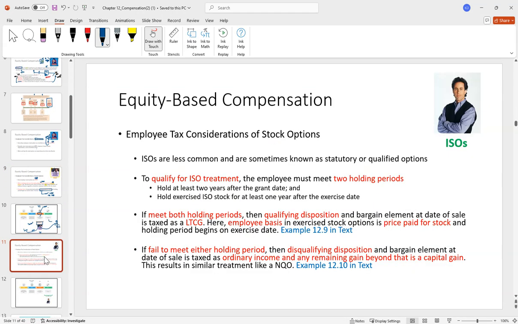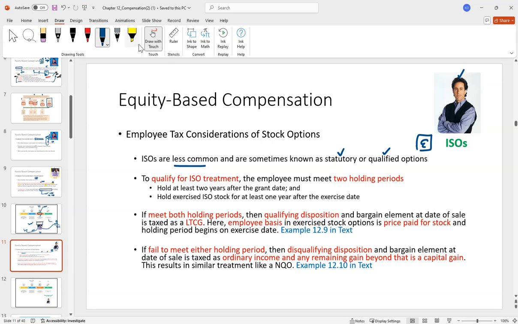So that was the general rule for a non-qualified option. Now we're going to look at the exception. Let's say we have Jerry. He's another one of the Kramerica employees. We say, hey Jerry, we're going to compensate you and give you some incentive stock options. Now, they're less common, that's why they're the exception. And sometimes they'll be called statutory or qualified options.